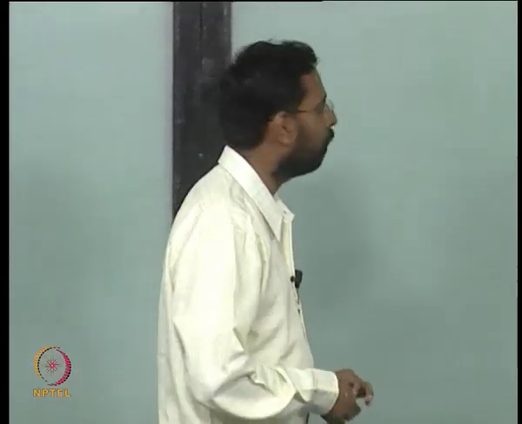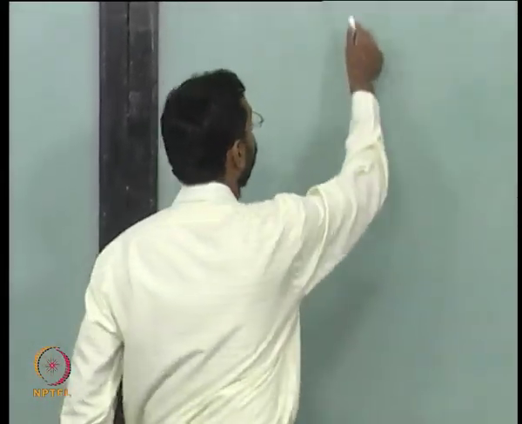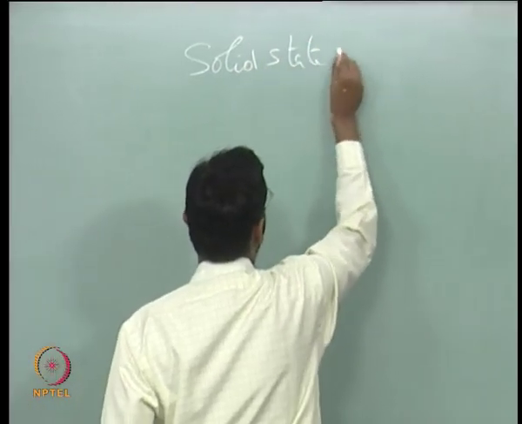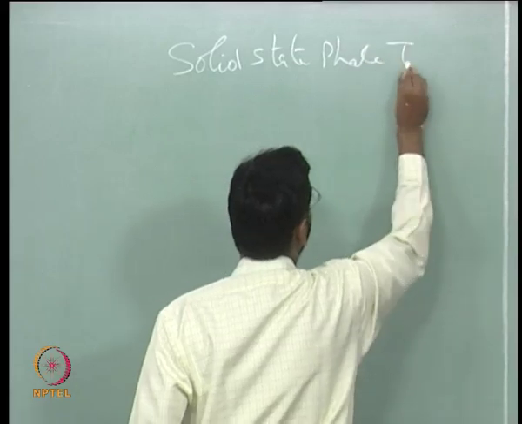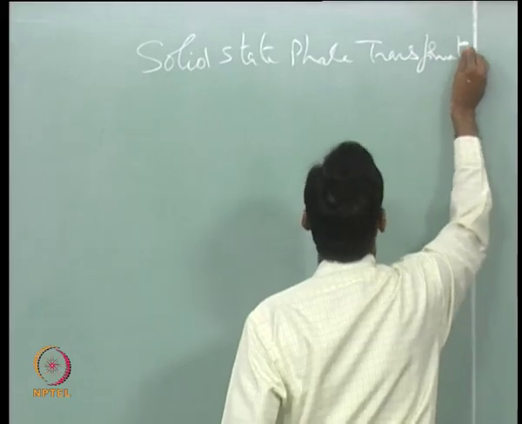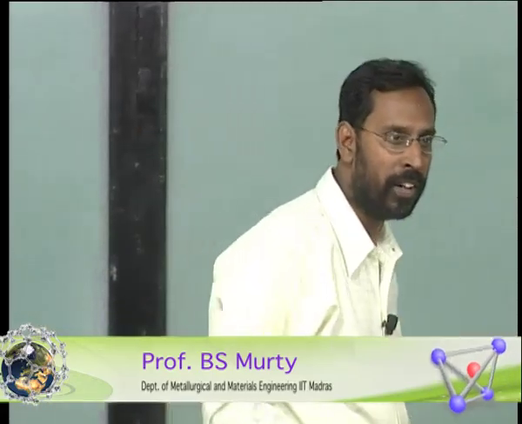Today we will start a new chapter on our topics. The new chapter is solid state phase transformations. We have been so far talking mostly about liquid to solid. You have seen this so far. We talked about solidification, melting. We even talked about isomorphous solidification, we talked about eutectic, we talked about peritectic solidification.